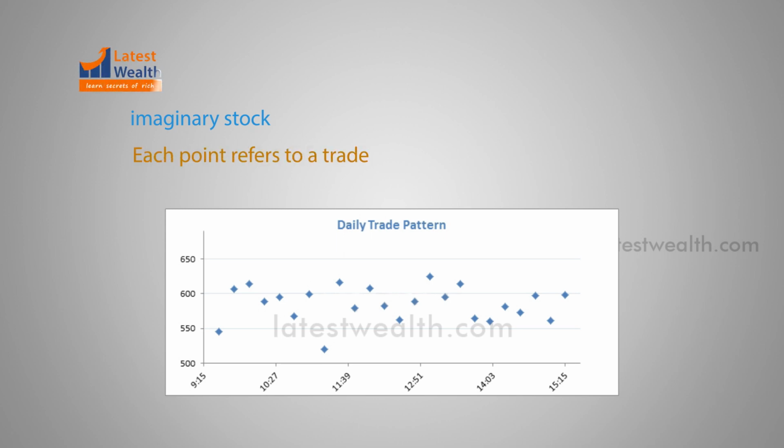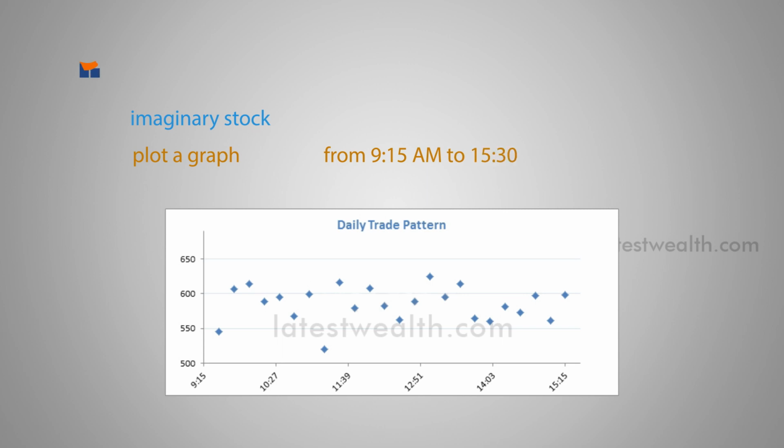Each point refers to the trade being executed at a particular time. If one manages to plot a graph which includes every second from 9:15 a.m. to 15:30 p.m., the graph will be cluttered with many points. Hence, in the chart, for the ease of understanding, we have plotted a limited time scale period.